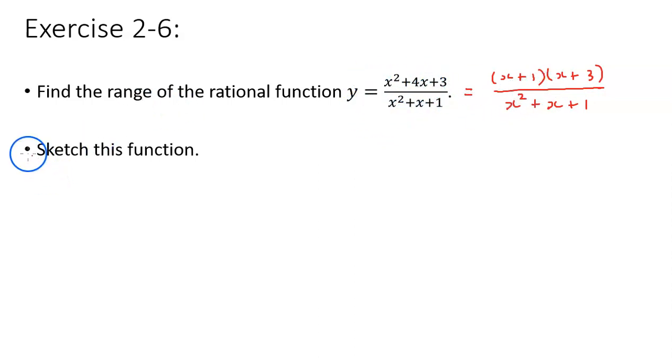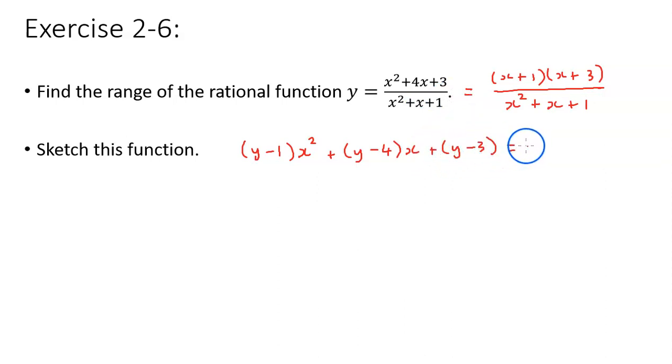Anyway, I was getting a bit ahead of myself. That's for sketching the function. For finding the range of it, it's pretty standard stuff. We just do what we normally do. So we got y minus 1 lots of x squared. This is just by multiplying both sides of the equation by x squared plus x plus 1. And then it's going to be plus y minus 4 lots of x, and then plus y minus 3 is equal to 0.